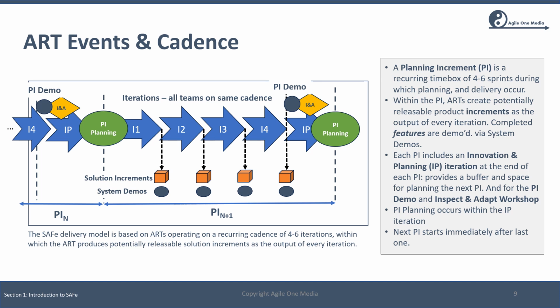Then we have the PI demo event, where teams demonstrate the PI objectives defined at the last PI planning event. And these objectives will be scored by the business owners or business stakeholders. Then after that, we have the inspect and adapt workshop to identify opportunities to improve ART predictability and delivery effectiveness. And then, of course, within the IP iteration, we have space for planning the next PI. So PI planning occurs within the IP iteration. And then the next PI begins immediately following the IP iteration.